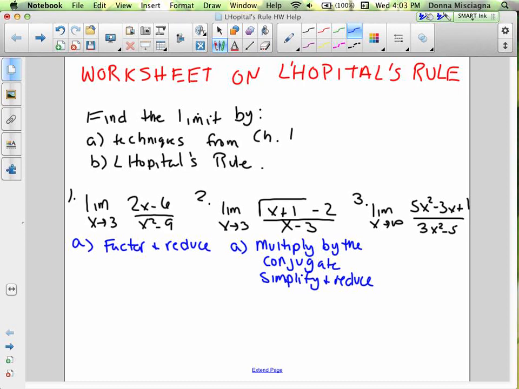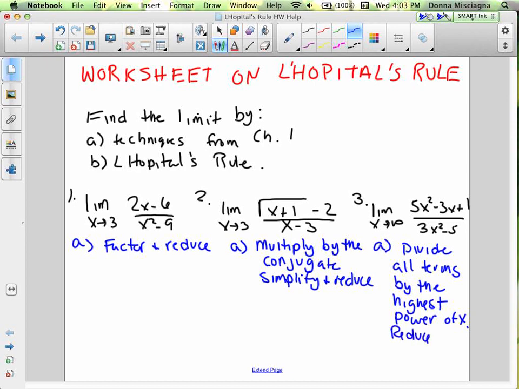All right, and then for the third one, for the A part, using the techniques that you learned at the beginning of the year, you're going to divide all terms by the highest power of x. I didn't give myself a good amount of space. This third one is all cramped in here now. The highest power of x, and then you'll reduce.